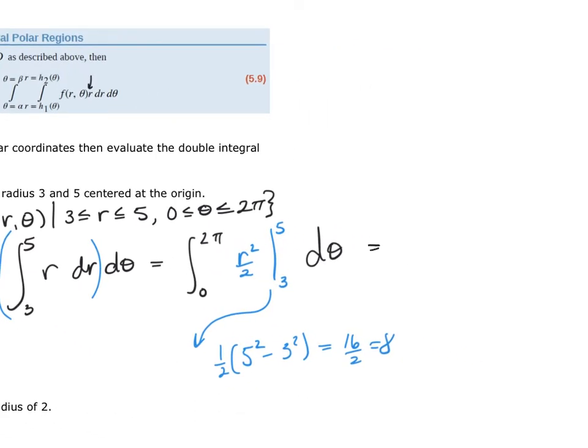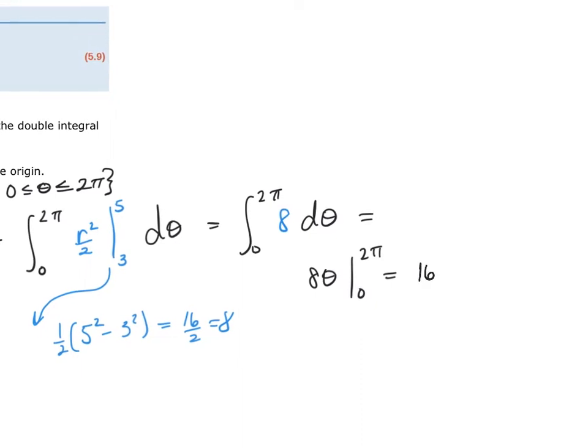And so this is going to be equal from 0 to 2 pi of 8 d theta, which is just going to give me 8 theta, evaluated from 0 to 2 pi, which is just going to give me 16 pi units. If we're talking about area, it'd be units squared. Okay, and you could have totally done this without doing the integration.